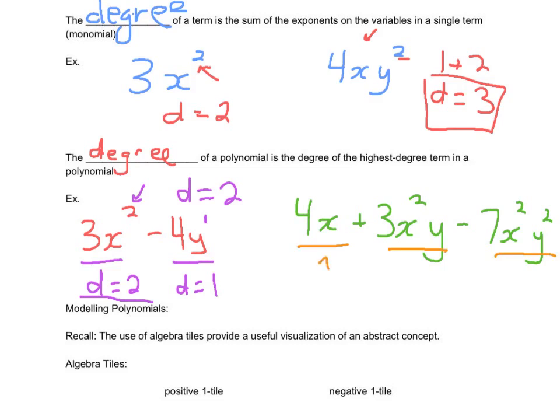Okay, so the degree of this one is 1, because there's a little 1 there. The degree of this term is 2 plus 1, so 3. And the degree of this last one is x squared and y squared, so 2 plus 2, degree is 4. Okay, we look at which of these terms has the highest degree. That becomes the degree of the entire polynomial. So this polynomial would have a degree of 4.